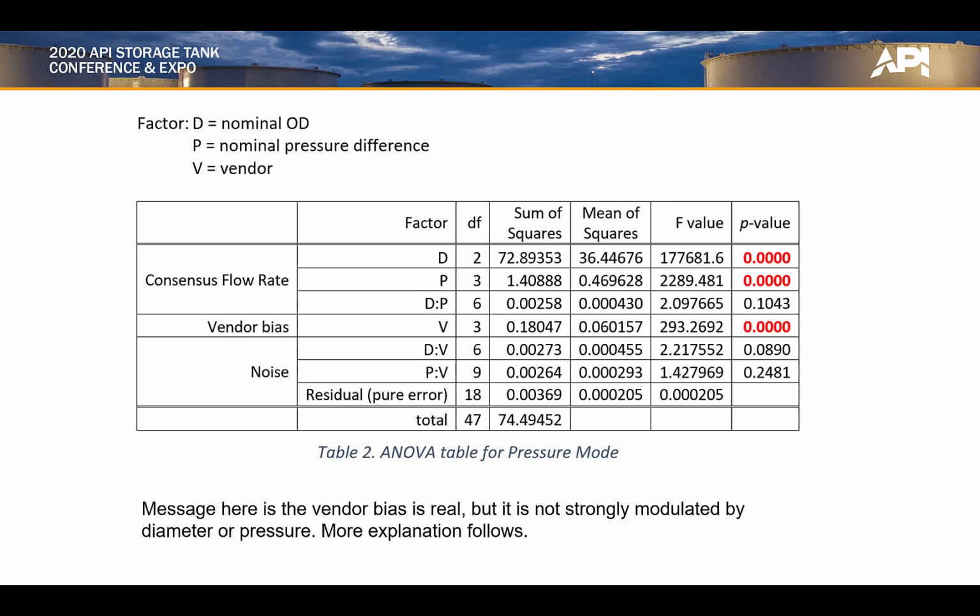Obviously, diameter and pressure make a big difference in the test results, so you get a p-value of 0 for them as shown. The p-value is a statistical term indicating if there is a significant effect resulting from a particular test factor. The third significant factor is shown as V for vendor. This means that the vendor was responsible for the test variability. The basic message is that vendor bias or error in measurement is significant and it is real, even for this dumbed-down version of testing.